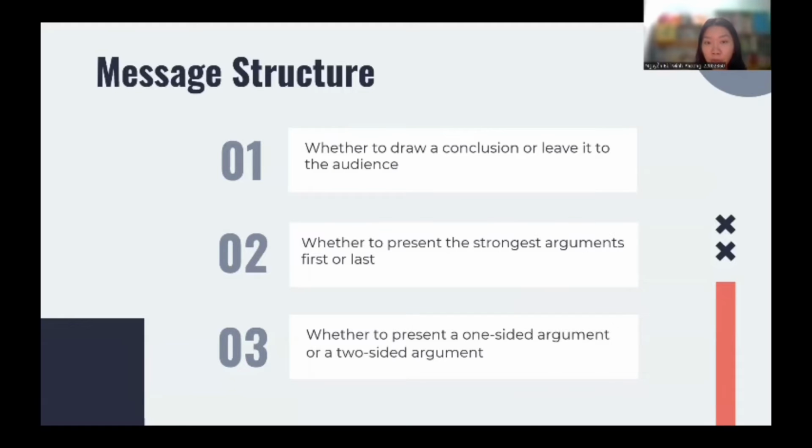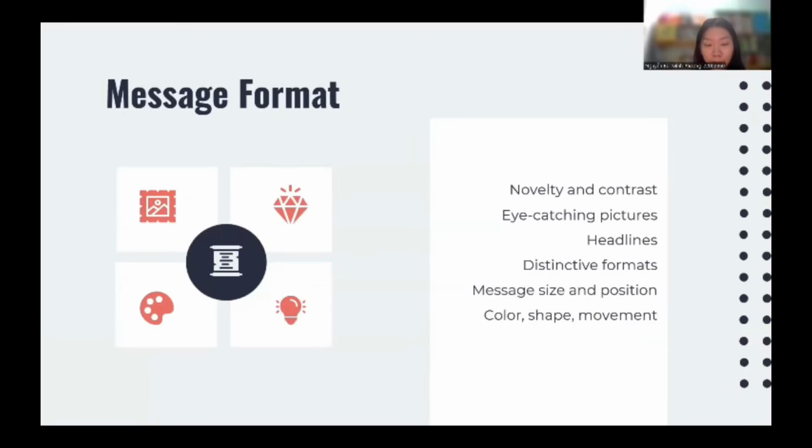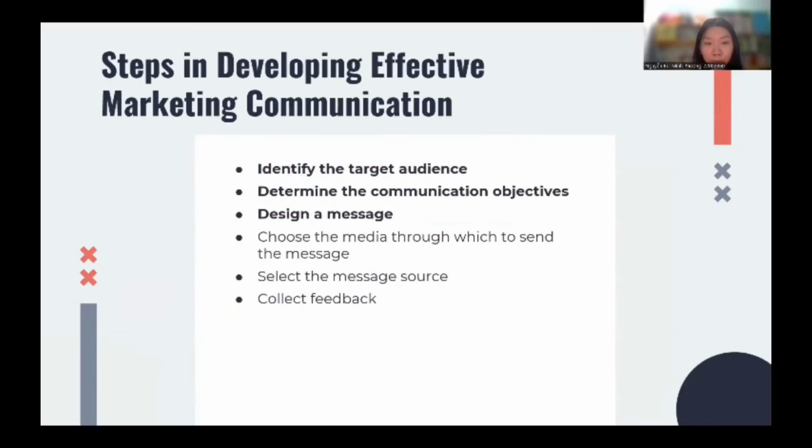The first is whether to draw a conclusion or leave it to the audience. The second is whether to present the strongest arguments first or last. And the final is whether to present a one-sided argument or a two-sided argument. Message format: to attract attention, advertisers can use novelty and contrast, eye-catching pictures and headlines, distinctive formats, message size and position, color, shape, and movement.